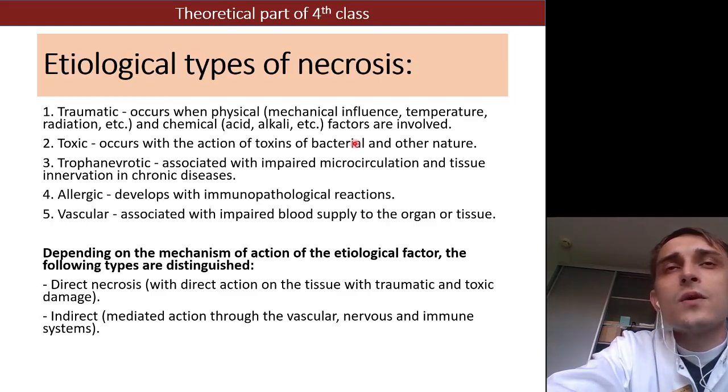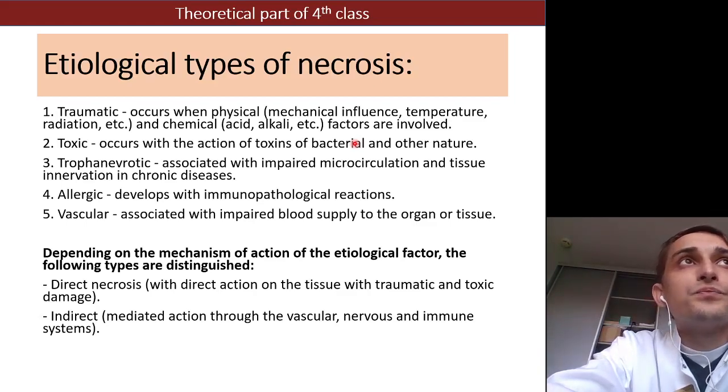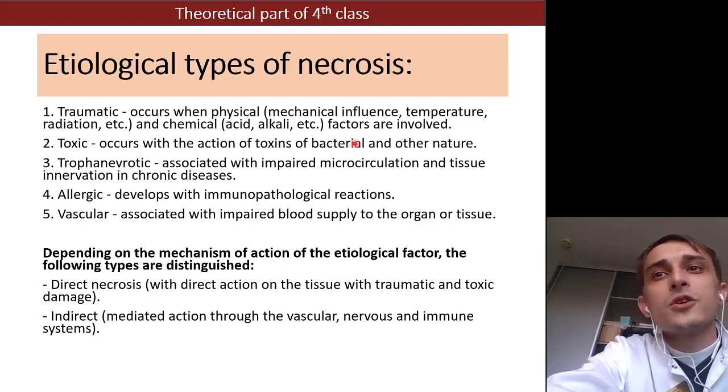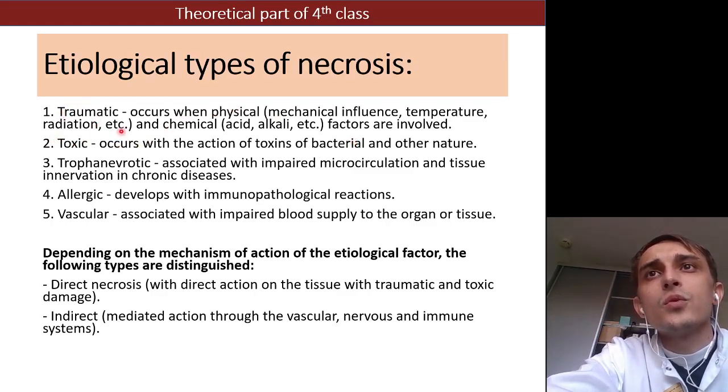According to the mechanism, all necroses may be divided into direct and indirect. In case of direct necrosis, we may see action of the pathological agency on the cell, for example, like a bite or making a wound with a knife. So we will see damage of the cell by an alteration agency. It may be traumatic and toxic type of necrosis. So we may see it in the upper part of the slide.